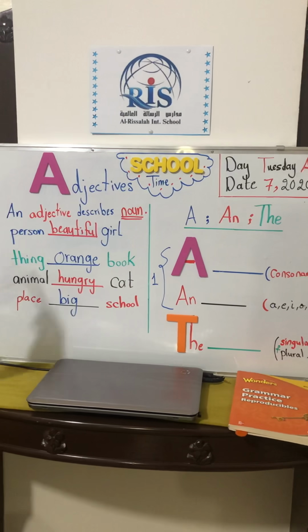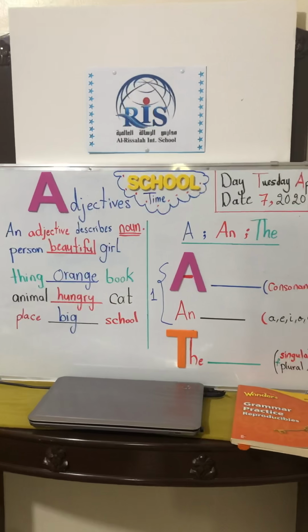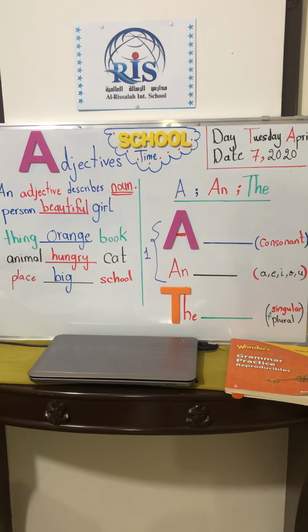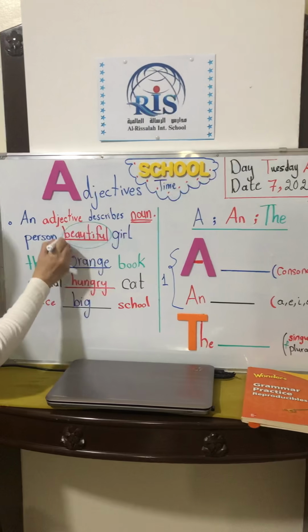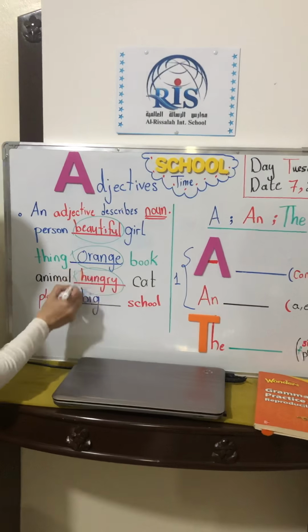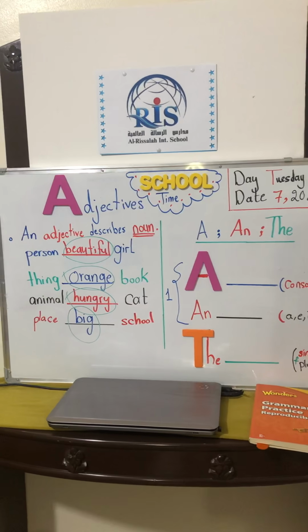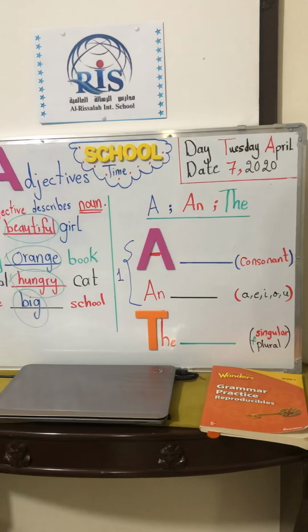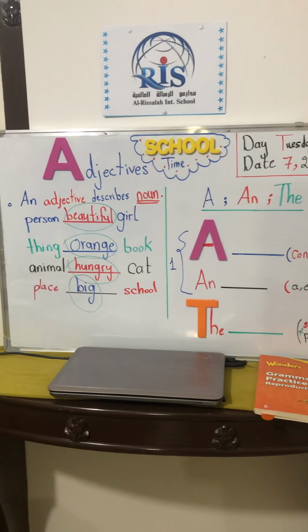When I use an adjective, I'm adding more information about the noun. An adjective is a part of speech. Like beautiful, like orange, like hungry, like big. It's a part of speech. We need adjectives to describe things around us and give more information about them.